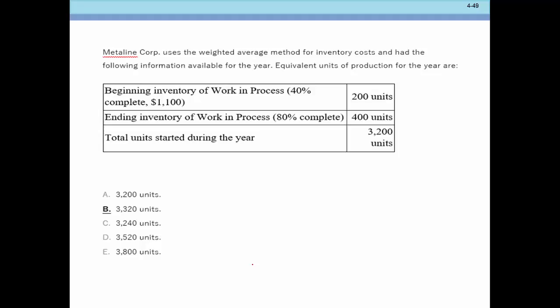That gives you 2,800. Okay, nice. And then what do you want to do? And then you want to add the beginning balance. Going to go ahead and add the beginning balance back, right? Good, because we also finished those this period, didn't we?